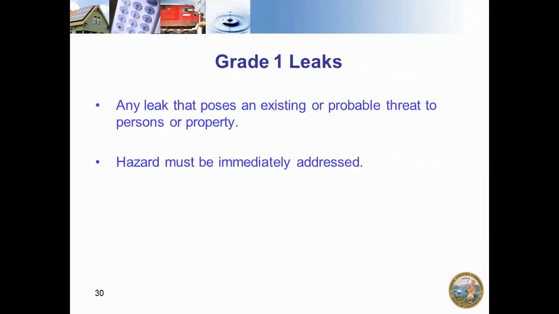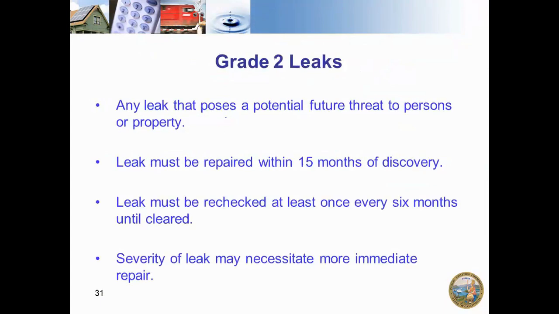So, quick review. Grade 1 leak is an existing and probable threat to life or property. And you have to address it immediately. You can't carry this leak on your system for any period of time. It has to be repaired or rectified immediately.